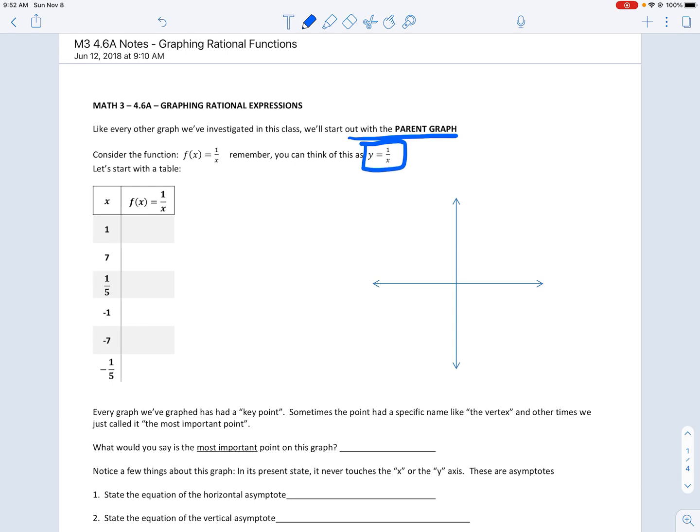So let's start with the table. So let's plug in some values. So if you plug in 1 for x, 1 over 1, you get 1. You plug in 7, you get 1/7. If you plug in 1/5, that's division, so that's really 1 times 5 over 1, so it's 5. If you plug in a -1, you just get -1. Plug in -7, you get -1/7. And if you plug in a -1/5, remember that's 1 times 5 over 1, so you get -5.